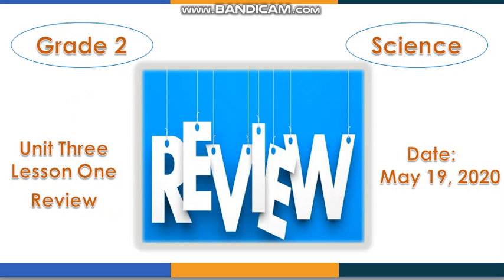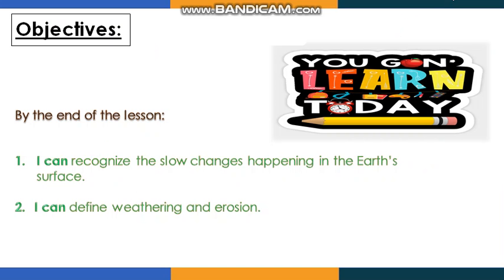Okay. So in nature, there are always changes. Some of the changes are slow and some of the changes are quick. Quick changes, let's say, like volcanoes, and what else? Think about it. And some slow changes are weathering and erosion. And we have learned before, what does the word weathering mean? And also, what does the word erosion mean? Today we're going to revise them again. And now, let's read the objectives together.